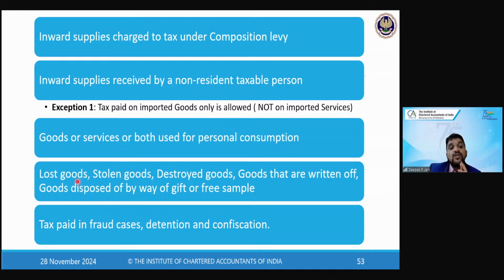Then any goods which are lost, you have bought them but you have lost them. They got stolen, they got destroyed, or they are written off, either by way of gift or free sample. Could be anything which you are disposing of. On that, credit is not available. And tax paid in fraud cases, detention and confiscation, credit is not available. So in all of these cases, credit is not available. So this is all on the blocked credit.